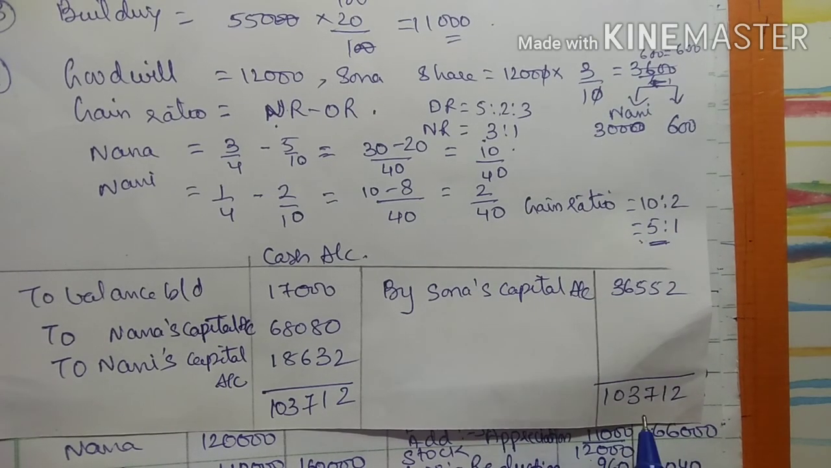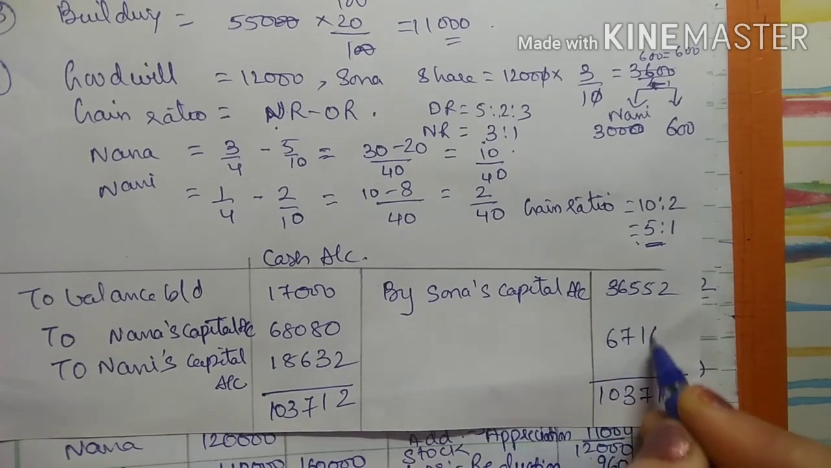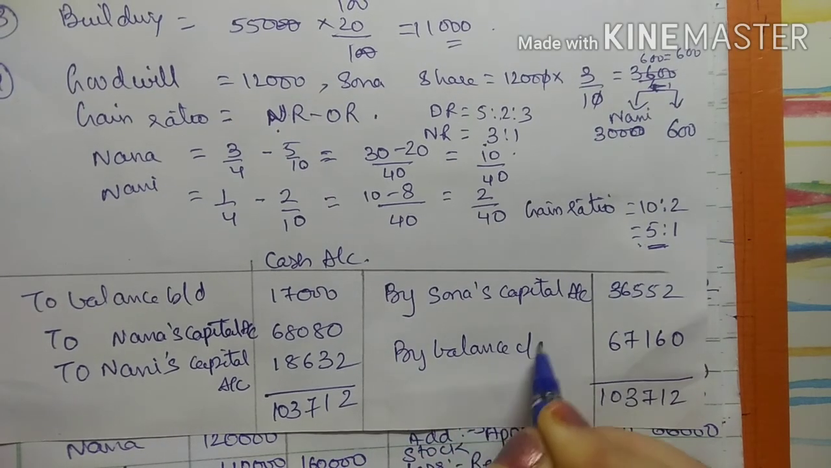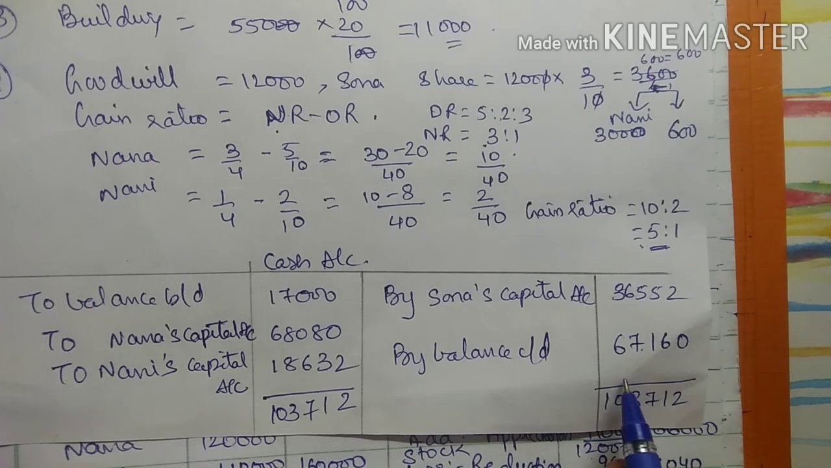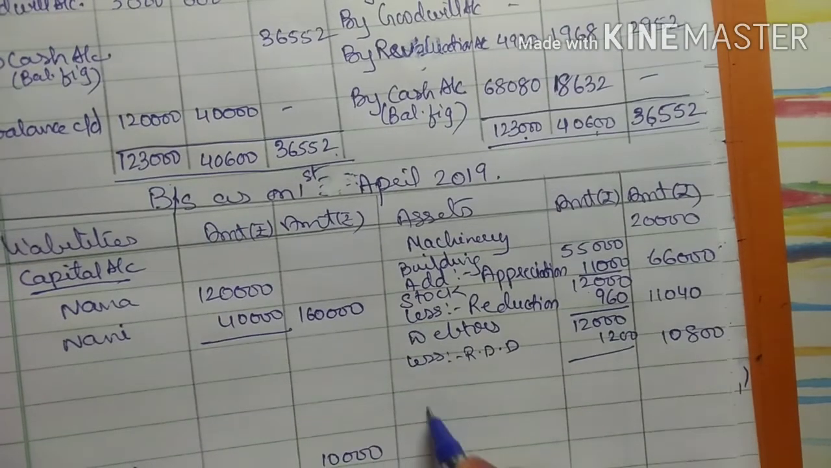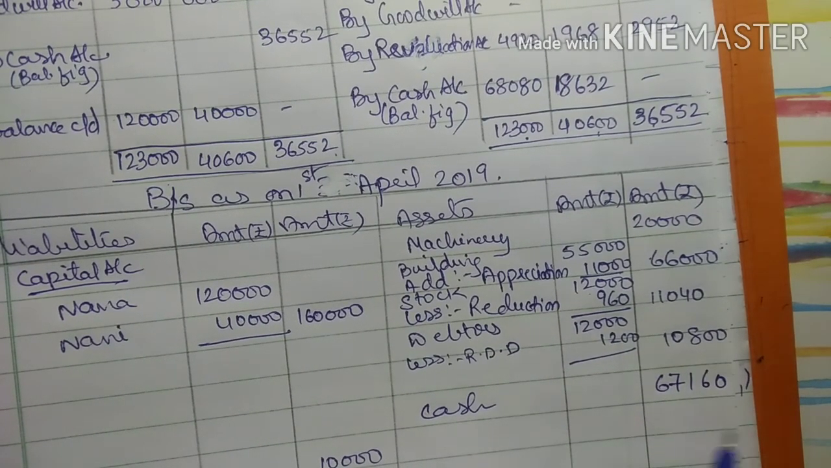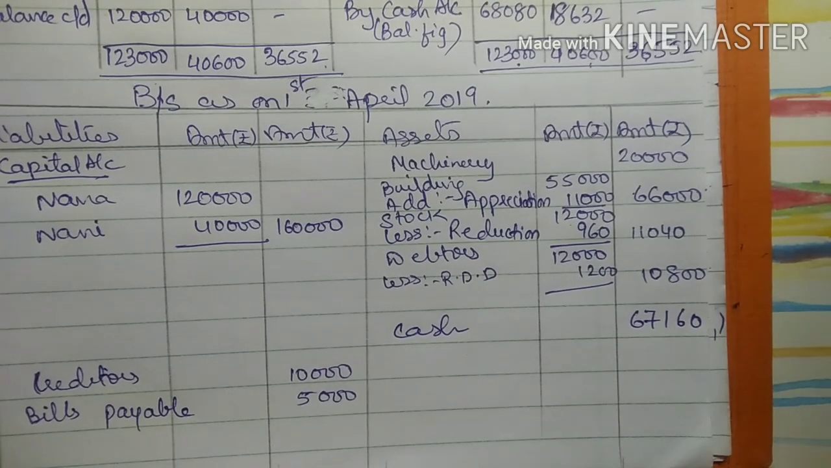So 1,03,712. From this, when we will deduct 36,552, we will get a balance of 67,160. So by balance carried down 67,160. Now this balance will be transferred to the balance sheet. So in my balance sheet asset side, I will write cash 67,160, right? So we have closed all the accounts.